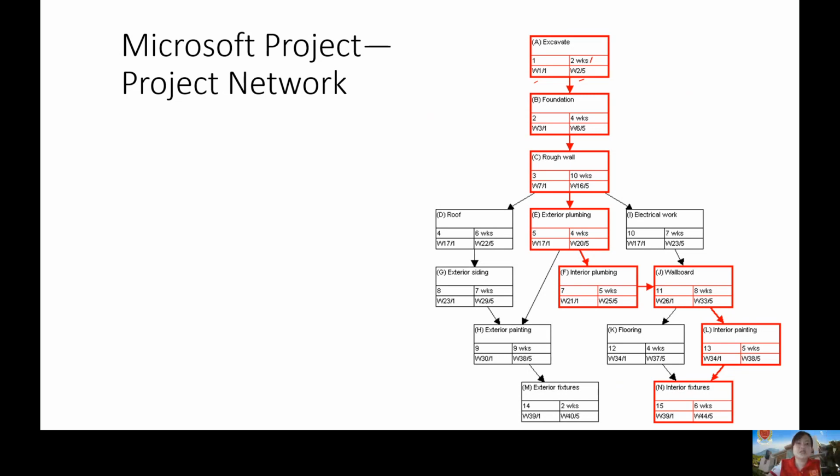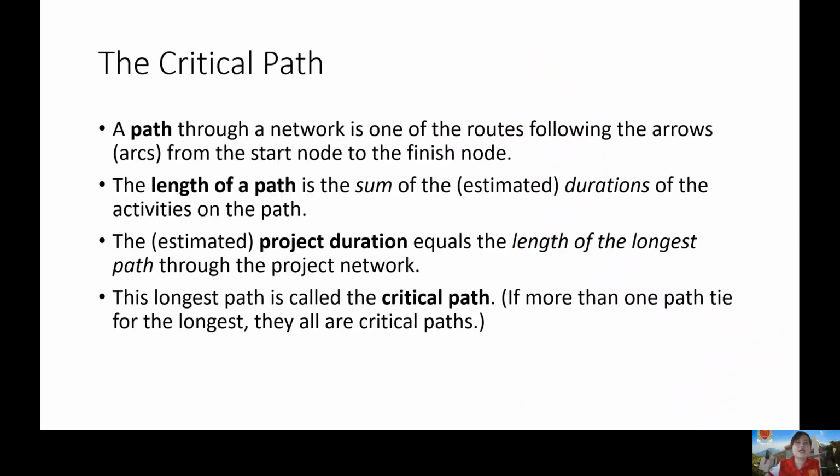Okay? Critical path. Okay, critical path is the path through a network. It is one of the routes following the arrows from the start to the end of the finish node. The length of a path is the sum of the estimated durations of the activities on the path. The project duration equals the length of the longest path.